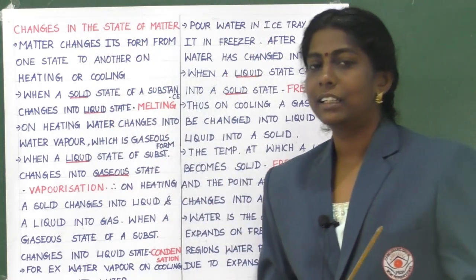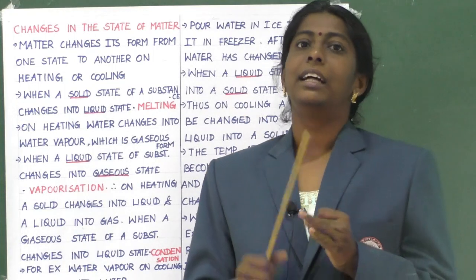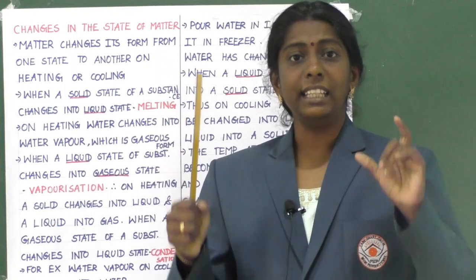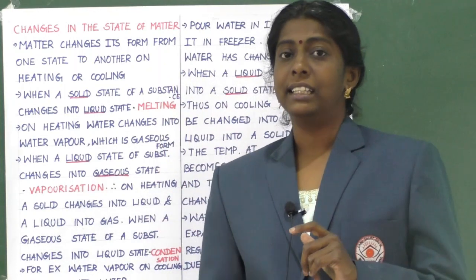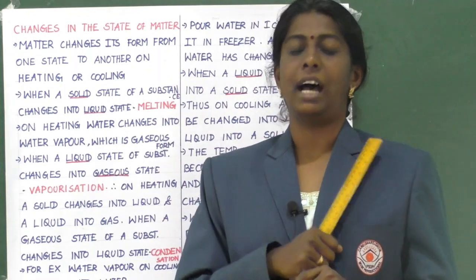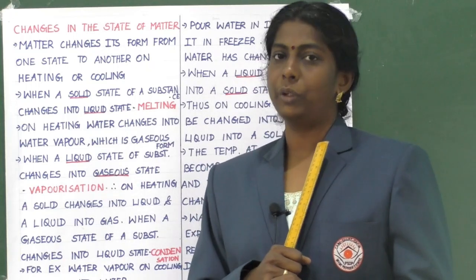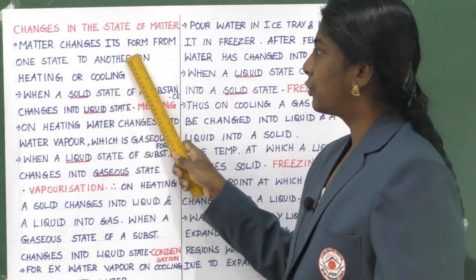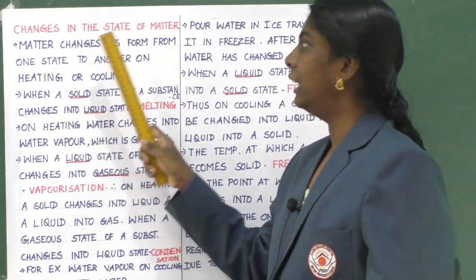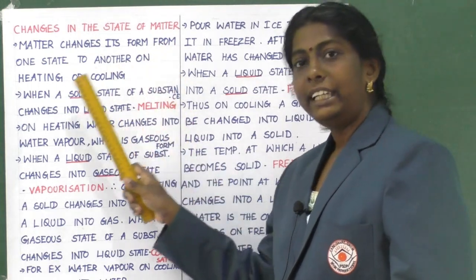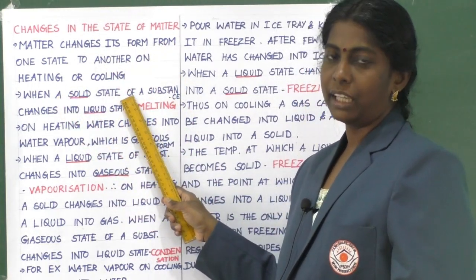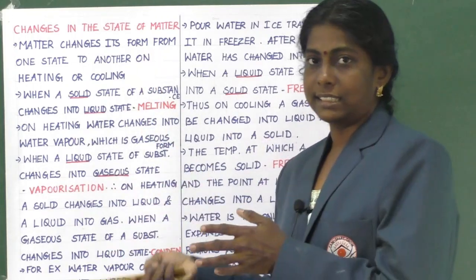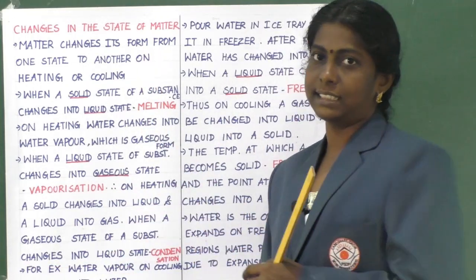So, as I said, there are three different states: solid, liquid and gases. Now, these three different states can be changed from one state to another. Okay. So, that's what we are going to learn now. Matter changes its form from one state to another on heating or cooling. Either by heating or cooling, a solid can be changed to another state. A liquid can be changed to another state.